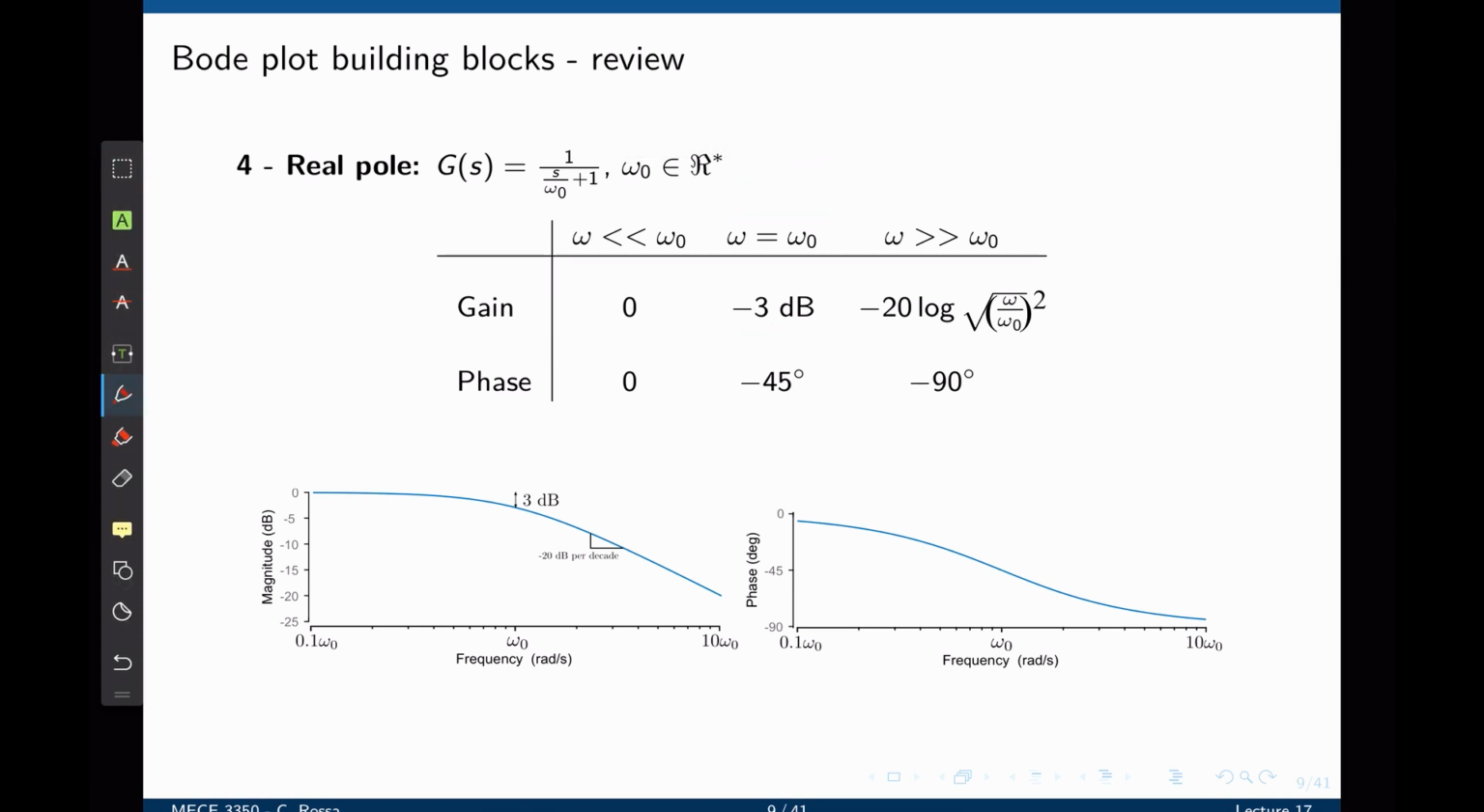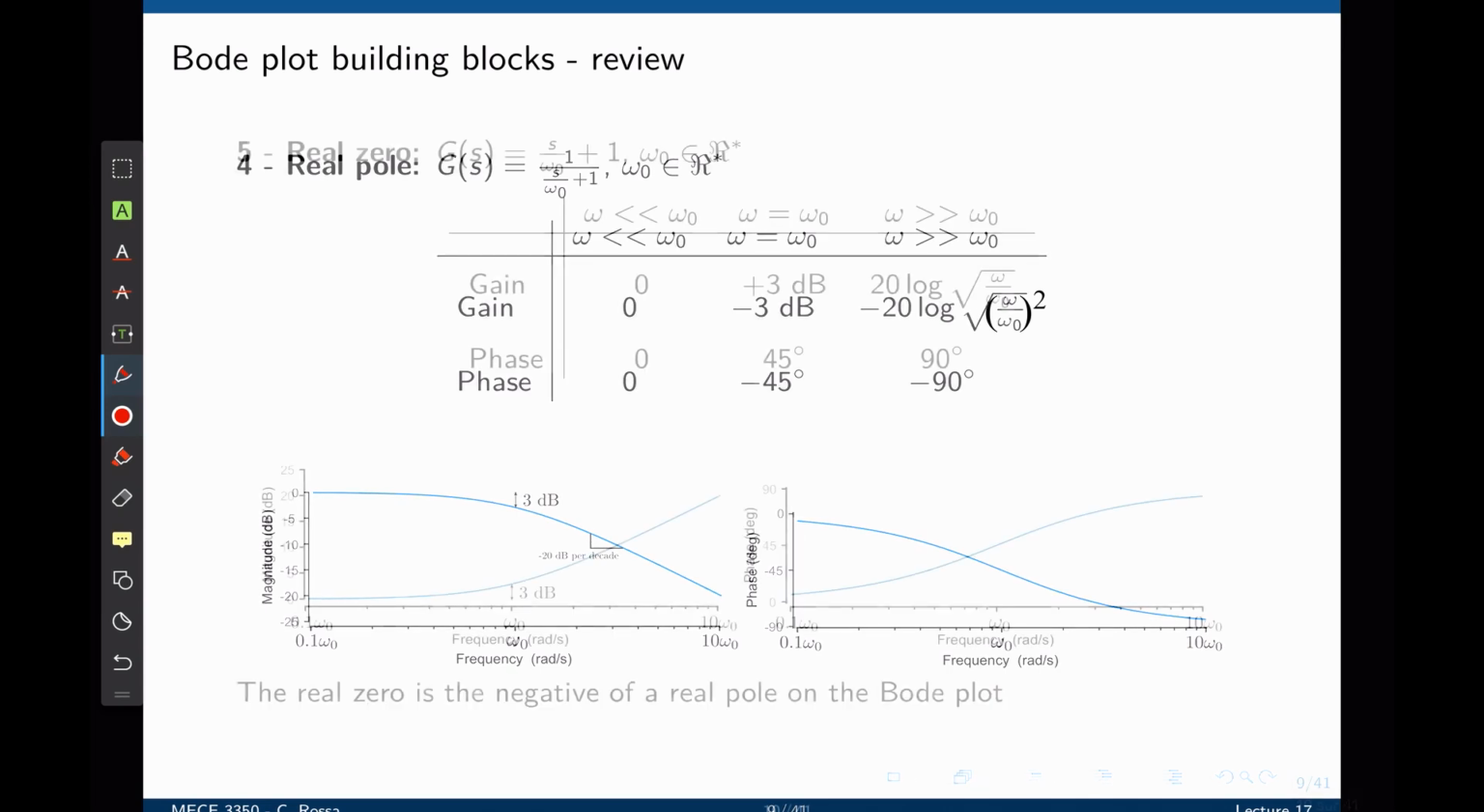In summary, if you look at this Bode plot here for a real pole, we see our cutoff frequency there. The magnitude of the Bode plot is 0 up to the cutoff frequency, then it's negative 3 decibels at the cutoff frequency, and past that point it goes down on a slope of negative 20 decibels per decade. The phase starts at 0, passes at negative 45 degrees at the cutoff frequency ω0, and then tends to negative 90 degrees.